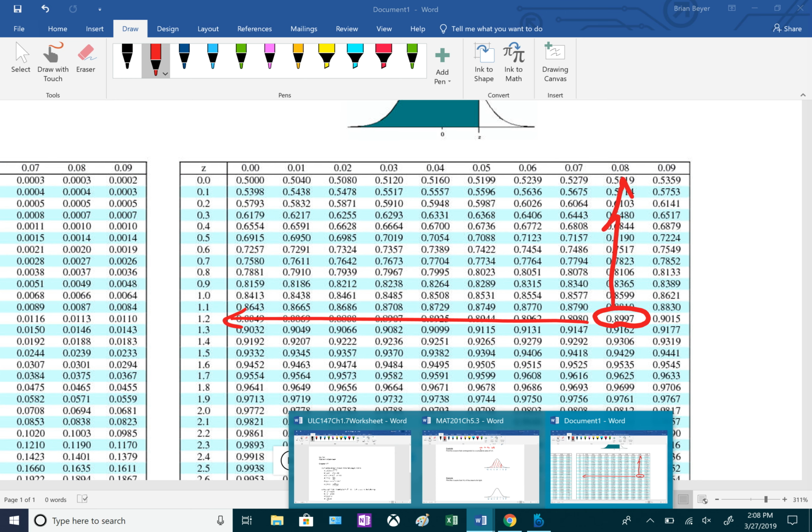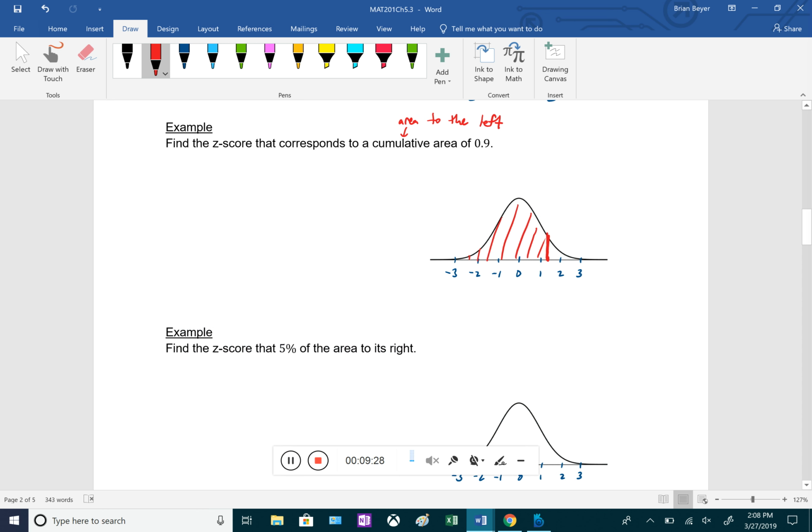Okay, so that was an example where we had to pick the z-score closest. So I'll say 0.9 is approximately 0.8997. So that means the z-score was 1.28.